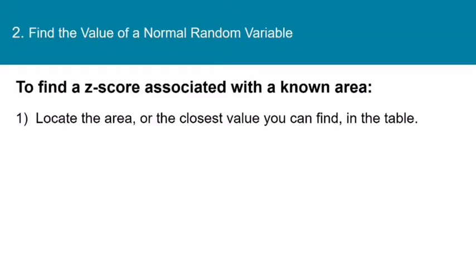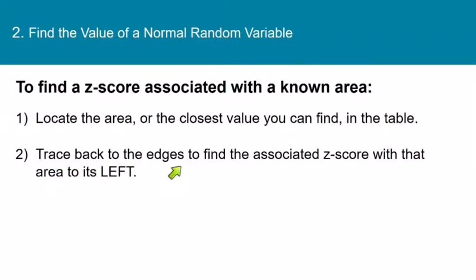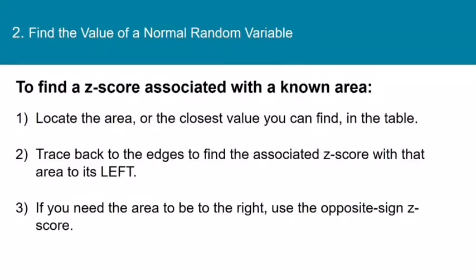So here's how we go about finding a z-score that's associated with a known area. What you're going to do is look at the area part of the z-table. Locate the area, or if the exact area you want is not there, find the closest value you can. Then trace back to the edges of the table to find the associated z-score with that area to its left. Remember, all the areas in the table are to the left of the z-score that they're matched with. If you need an area to be to the right, you can do the same thing, but just remember when you find the z-score, it will be the wrong sign and you need to change the sign.